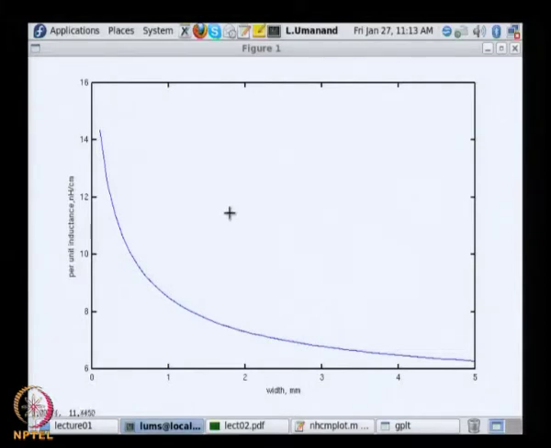The other figure with respect to the width, you see here the width in mm and the per unit inductance in nano Henry per centimeter. This is decreasing from 14 nano Henry in this particular case for 1 mm width and spacing. What happens here is that as the width is increasing, the inductance value is decreasing. So, the more the width, the lesser is the loop area, and the lesser is the self and the mutual inductance that results out of it.